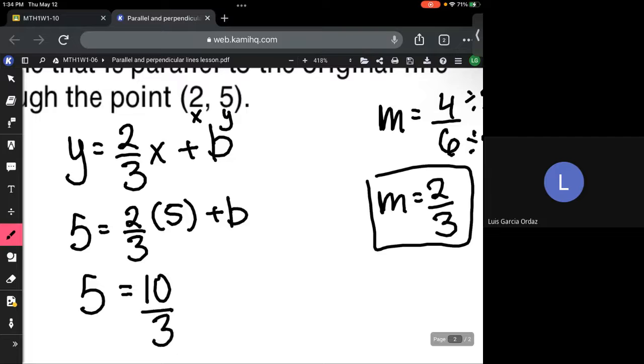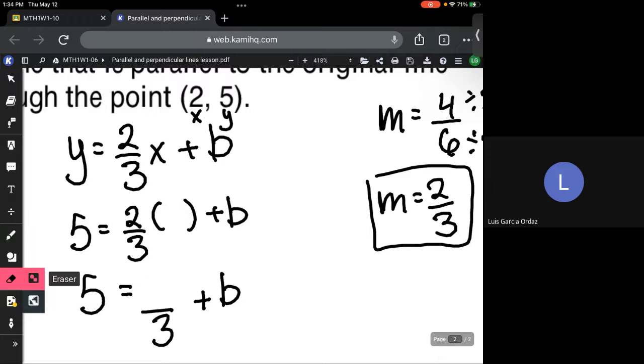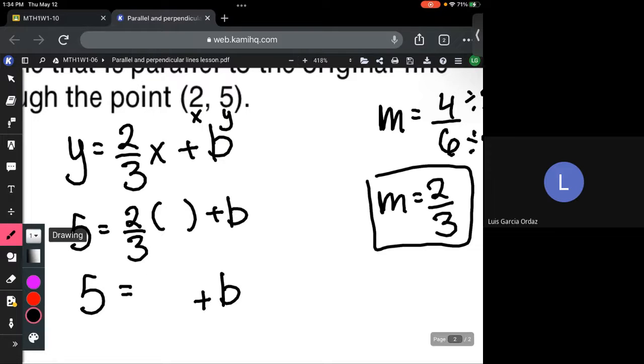So now we need to have b left by itself. Is this the same thing? Is this the 2 over 3 times 5? Oh, I put 5. Whoops. Thank you. The number 5 was stuck in my head. So what's 2 over 3 times 2? Gianna? Yep.